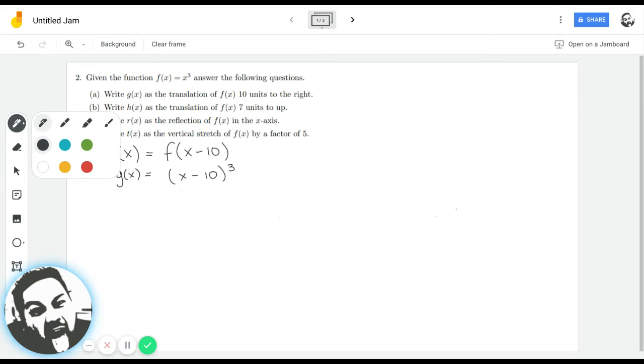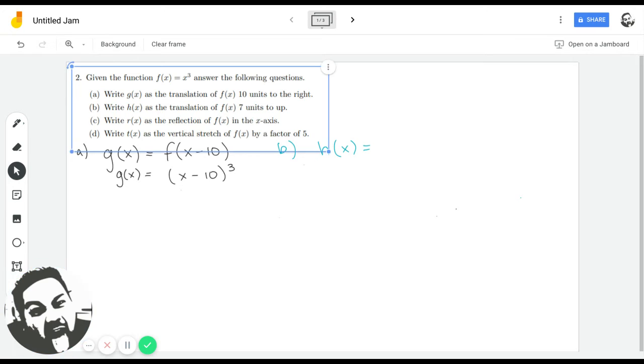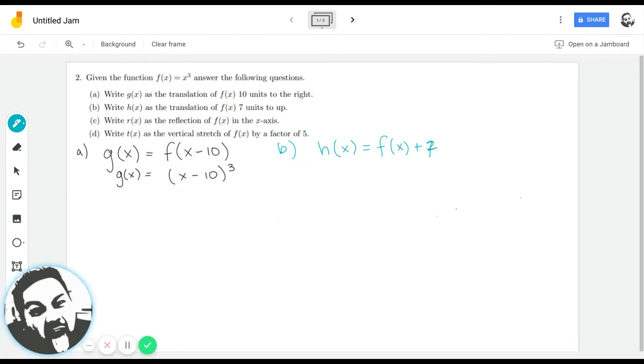All right, moving on. Question number 2. So question B is write h of x as a translation of f of x. So h of x is a translation of f of x 7 units up. So what we're going to do is we're going to take the function f of x, and we're going to translate it. We're going to translate it upward. That means we're going to say plus 7, because it's 7 units up.